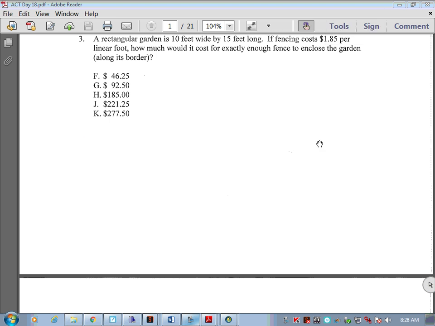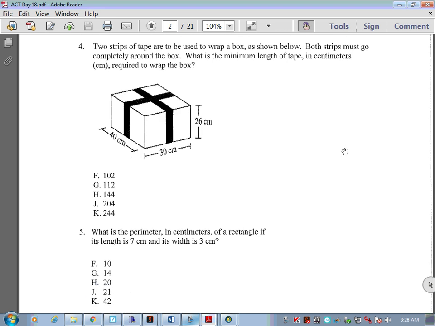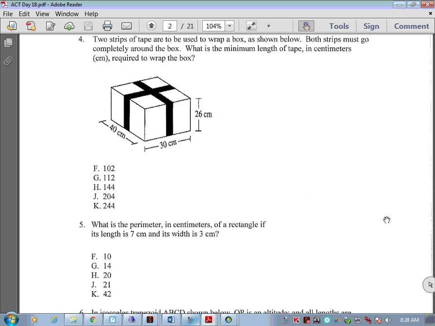Okay, let's move on to the next page. Number 4 usually gets asked. Okay. Again, these are a lot of questions that we tend to make more complicated than they need to be. Okay. 2 strips of tape are to be used to wrap a box as shown below. Both strips must go completely around the box. What's the minimum length of tape in centimeters required to wrap the box?